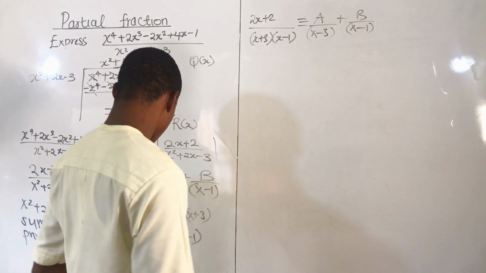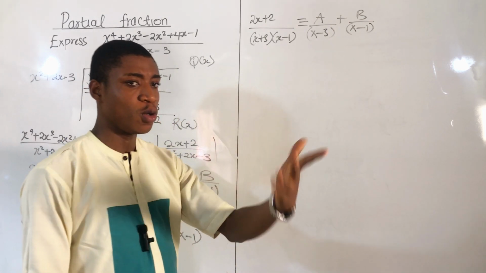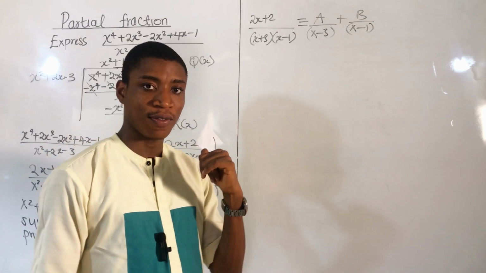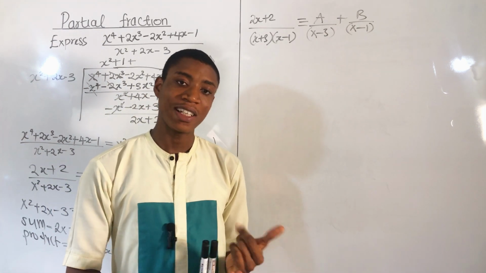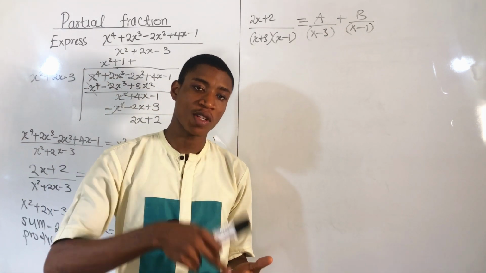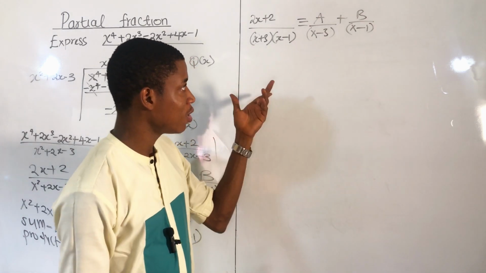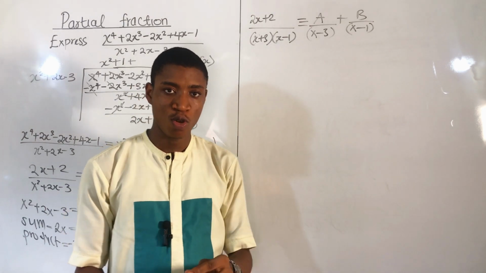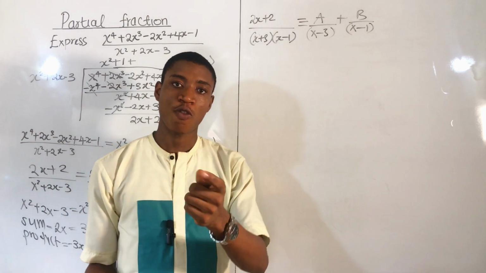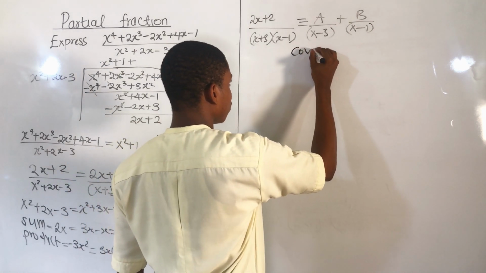I've brought down what we had here, the other part of the board, and which method are we going to use? In our previous videos we have been solving problems on repeated linear factors, and we have been using equating the coefficients because that is the best method to use. But for today's class, we're having those linear factors, so the best method to use for linear factors is the cover up method.